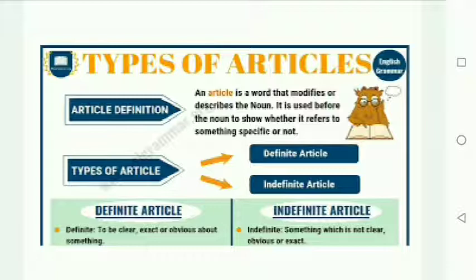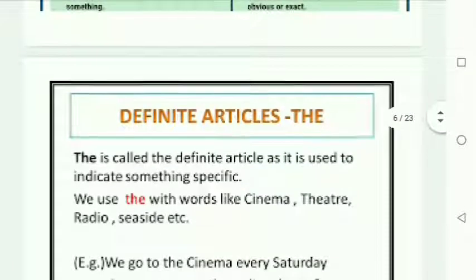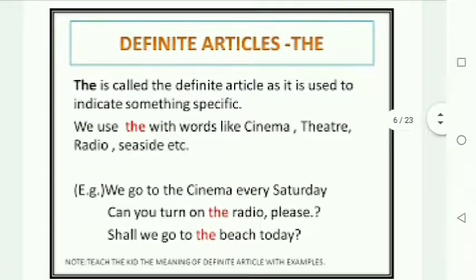So, as we have talked earlier, there are two types of article. One is definite and another is indefinite. When we are using a definite article, it means we are referring to something very exact or obvious. And while we are talking about an indefinite article, we are talking about something which is not very clear or obvious. Now let's take up each of them individually.